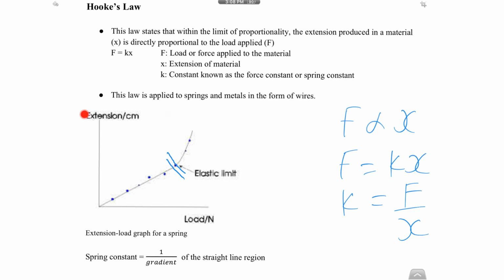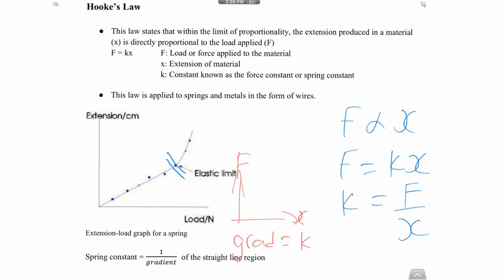So if you have a graph of x versus F, what does the gradient give you? It doesn't give you k, it gives you x divided by F, which is 1 over k. So if they give you this graph, then the spring constant is 1 over the gradient. But if they give you force versus extension, then it's straightforward. Your gradient will be equal to k. You understand the difference now? When we say the spring constant is 1 over the gradient, we call it the reciprocal of the gradient. So if you hear this term, it means 1 over gradient.